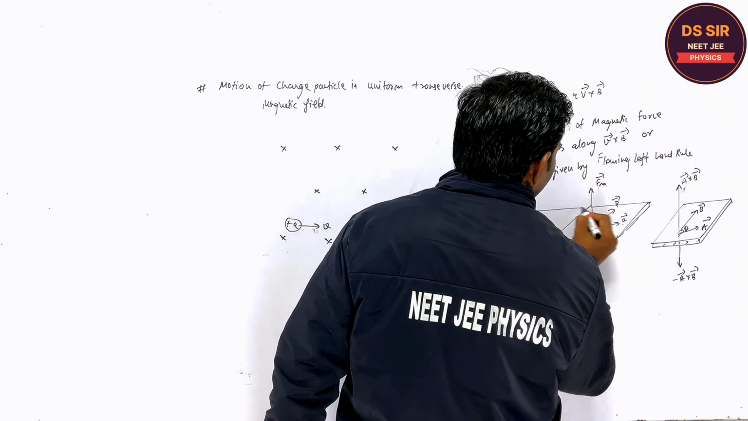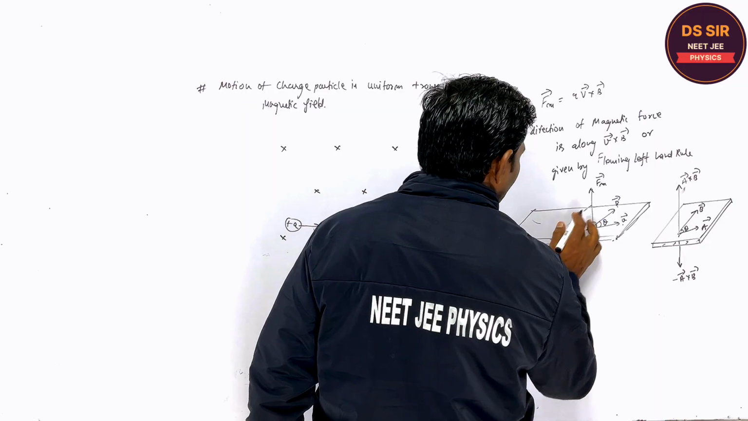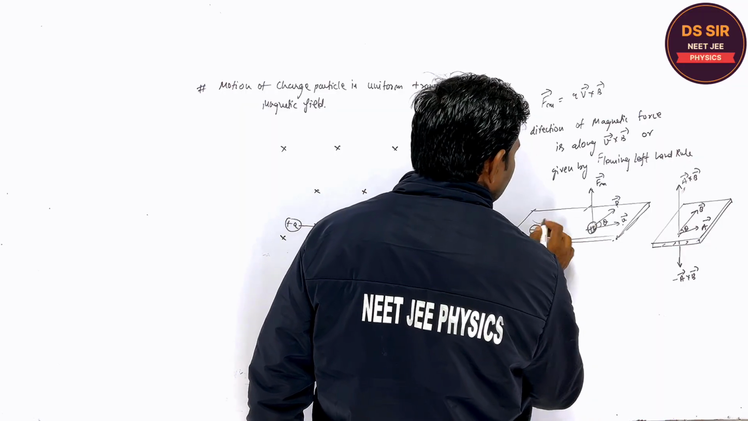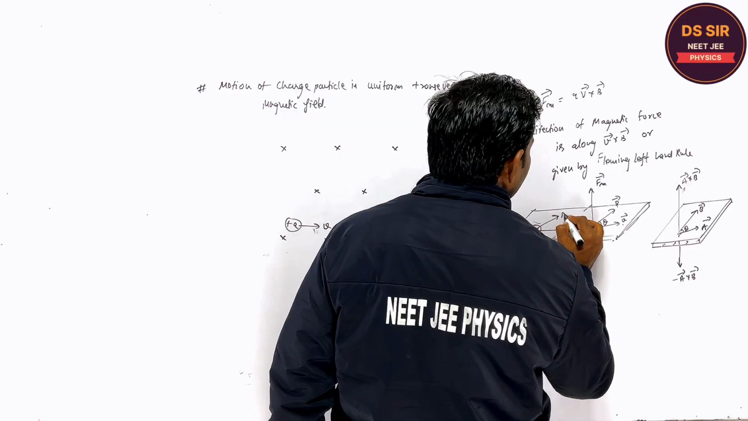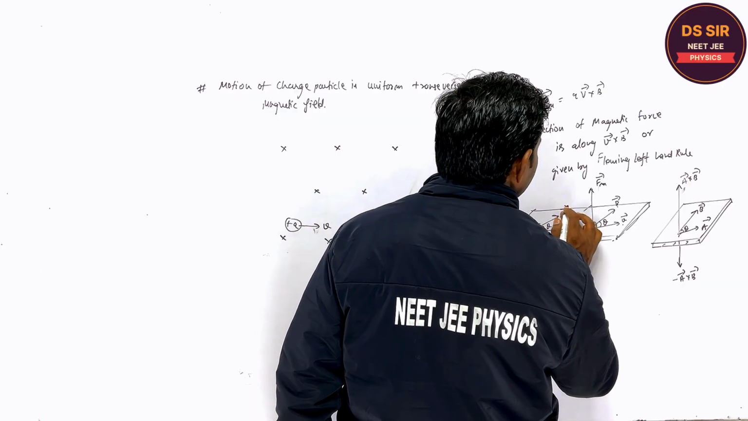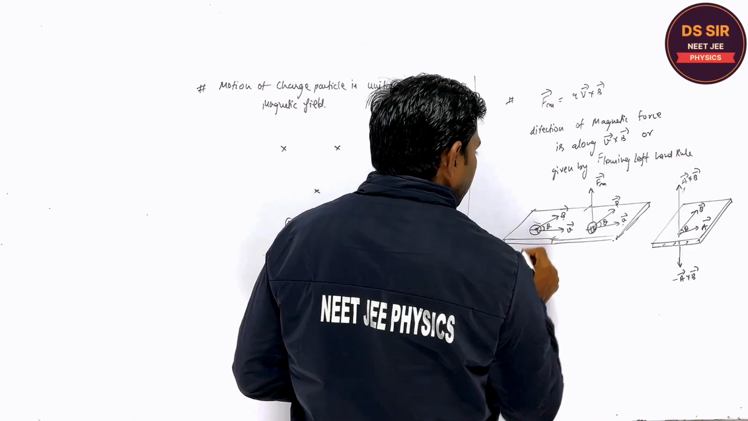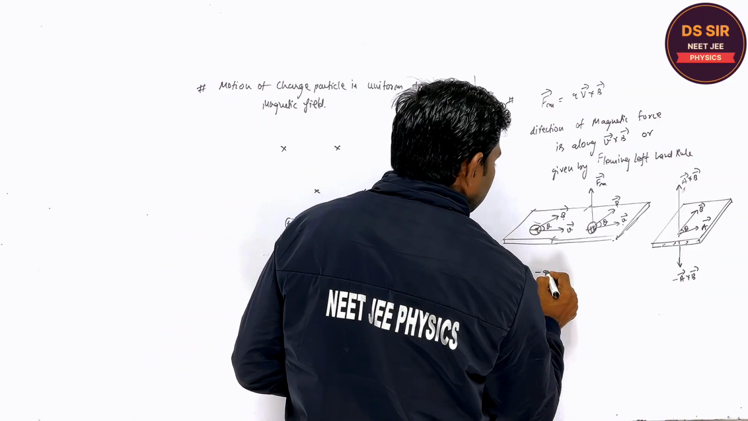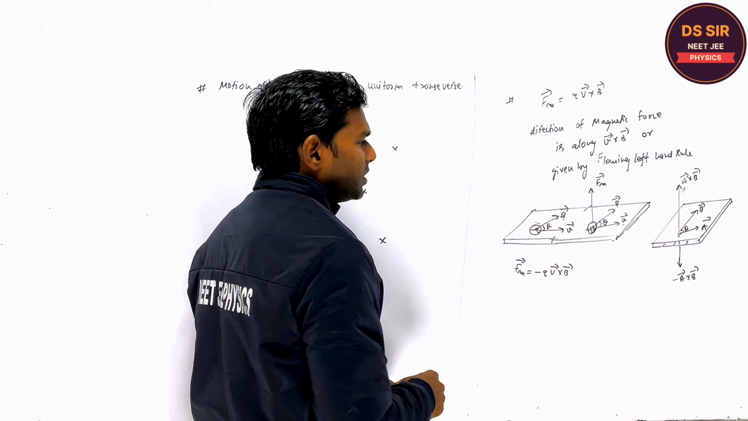Suppose this is another charge, minus q, moving with velocity v, and this is the magnetic field B, and the angle is theta. So what is the magnetic force? It is minus q v cross B. This is the magnetic force. Is it clear or not?